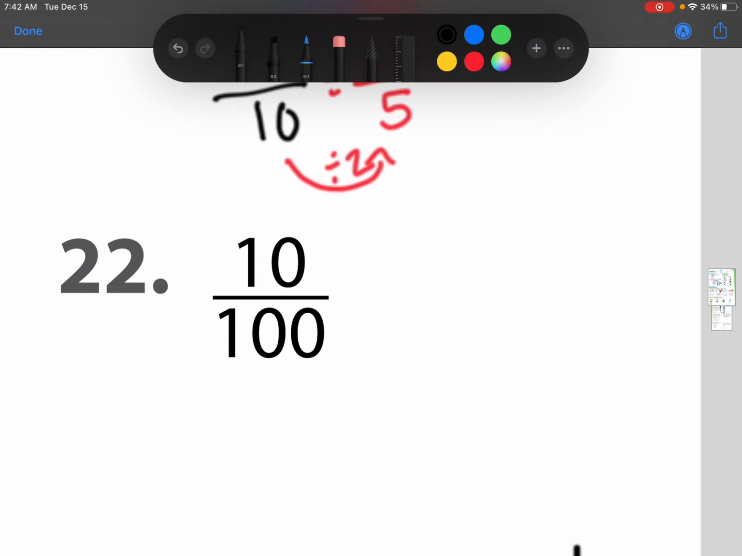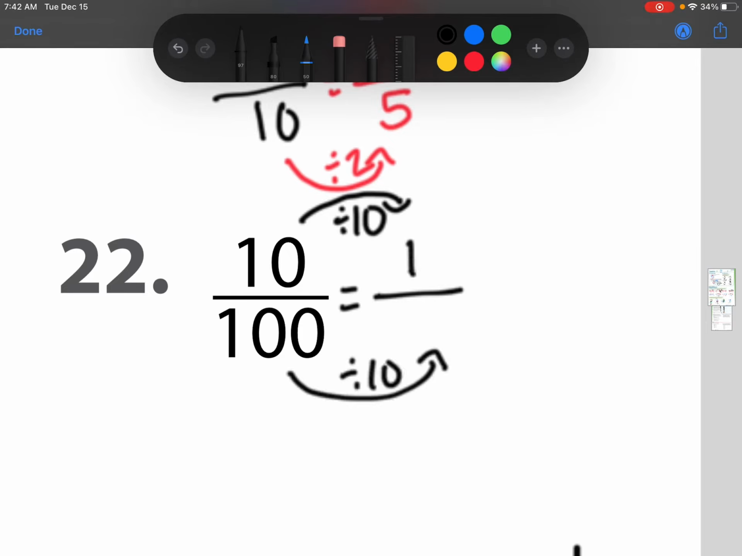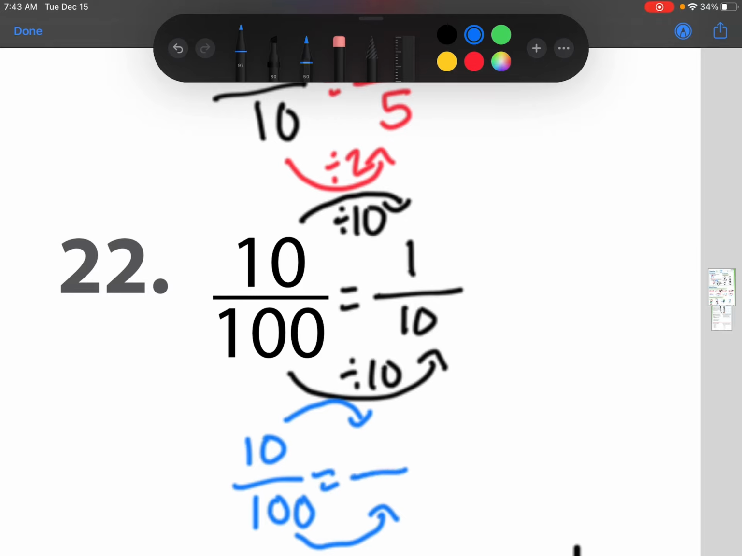Okay, this next one starts out easy. They both end in zeros, so we know we can divide it by 10. 10 divided by 10 is 1. 100 divided by 10 is 10. But we need another one now. And thankfully, we notice that they're both even also. They're both divisible by 5 because they end in 0 and 5. So we can do 2 or 5. So let's do 5 this time for something different. 10 divided by 5 is 2. 100 divided by 5 is 2, and we add that 0 back on for 20.